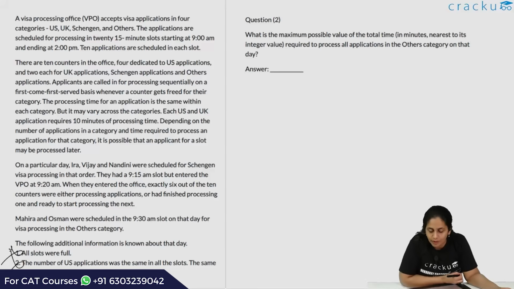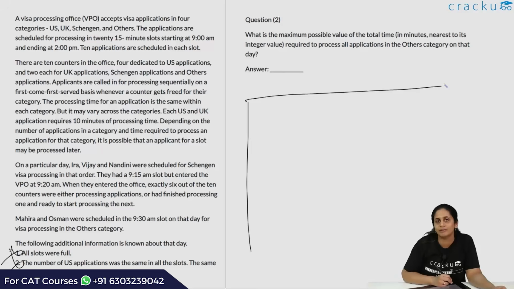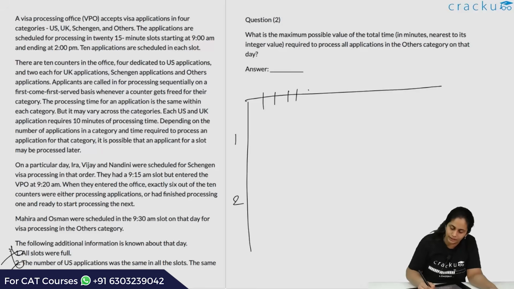What is the maximum possible value of the total time in minutes, nearest to its integer value, required to process all applications in the Others category on that day? So maximum possible time. We have to figure out how much time it will take for the Others category. I can say for the Others that each of them is going to take at max 5 minutes. So at 9 o'clock when you have this counter, you get 2 of them. So this is say 5, 10, 15, 20, 30, 40 and so on. At 9 o'clock you get 2 applications. By 9:05 at max these 2 first applications are done. This is from the first slot.